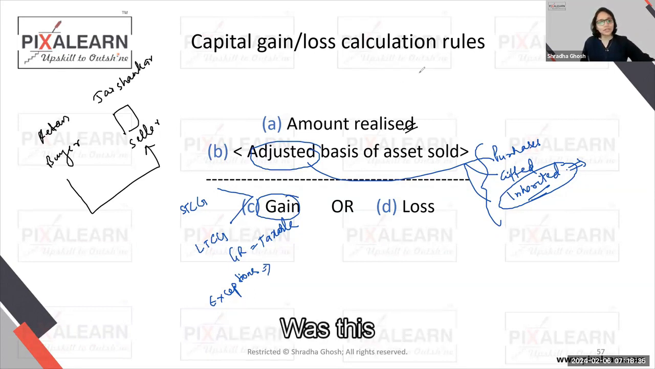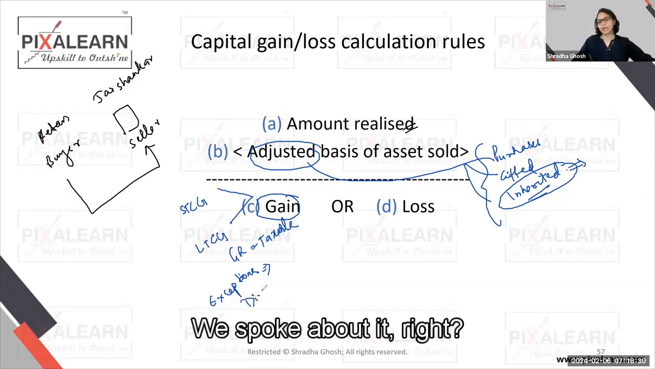Very good. Who is this? Ketan. Excellent. Divorce property settlements. We spoke about it, right?